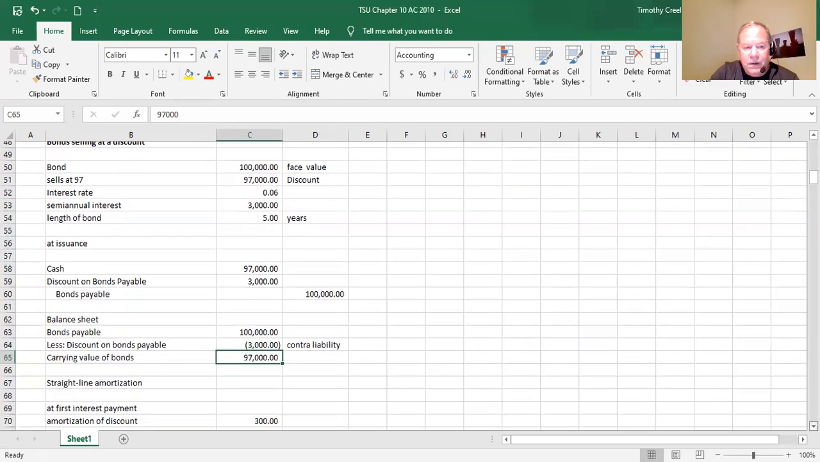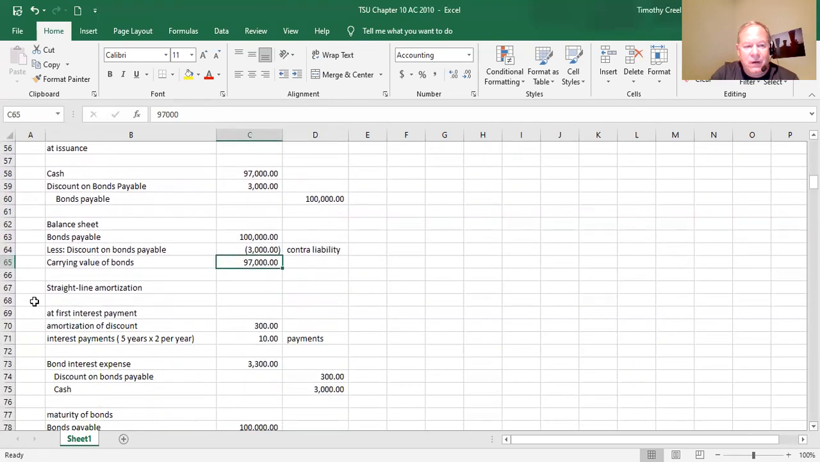Now, we're going to do something here called straight line amortization. And here's what we're going to have to do. We only received 97,000 when we issued the bonds, but we're going to have to pay back 100,000 whenever the bonds mature in 5 years. So we're going to have to amortize off that discount over the life of the bond to where the carrying value of the bond is equal to bonds payable, or what we're going to have to pay back when maturity hits.